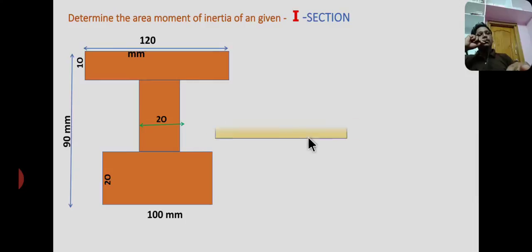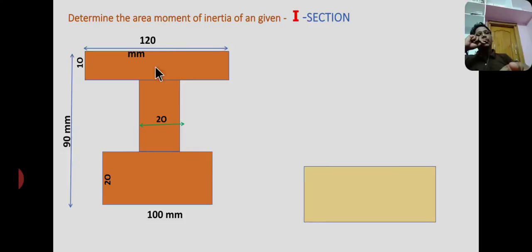So the given I section is also symmetric about the y axis, so therefore the centroid lies on the y axis only, and there is no need to find the values of x1, x2, x3 because x1, x2, x3 are 0. So you have to find the values of y1, y2, y3 only. So first of all, the given I section is split up into 3 rectangles.